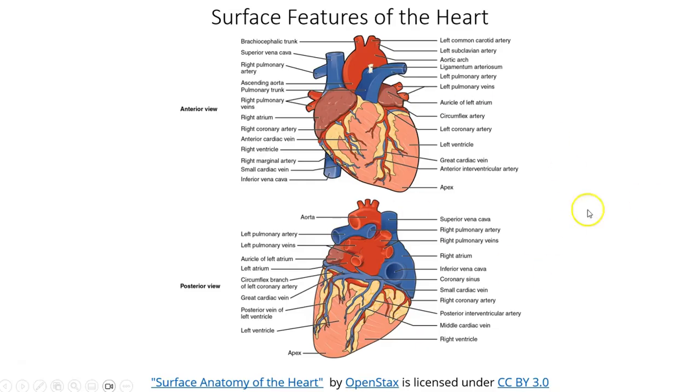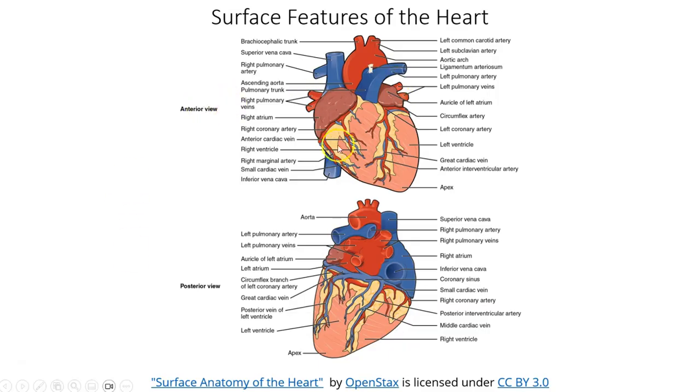So this is a lot of stuff that we are going to cover primarily in lab, but I do briefly want to point out the difference in anterior and posterior views of the heart, because they're going to look a bit different, and it's really important to know what you're looking at when you see pictures of the heart.